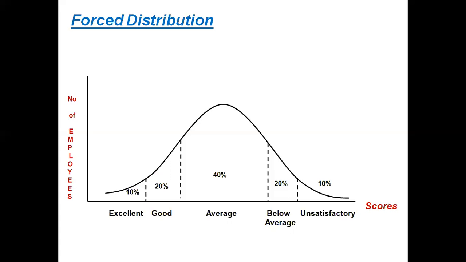Maybe they have the caliber, but still the manager puts them under these various categories, and there is a risk that the people who come into the below average and unsatisfactory categories may be asked to leave the organization or may not be promoted. This method is good when cost cutting is happening in the organization.